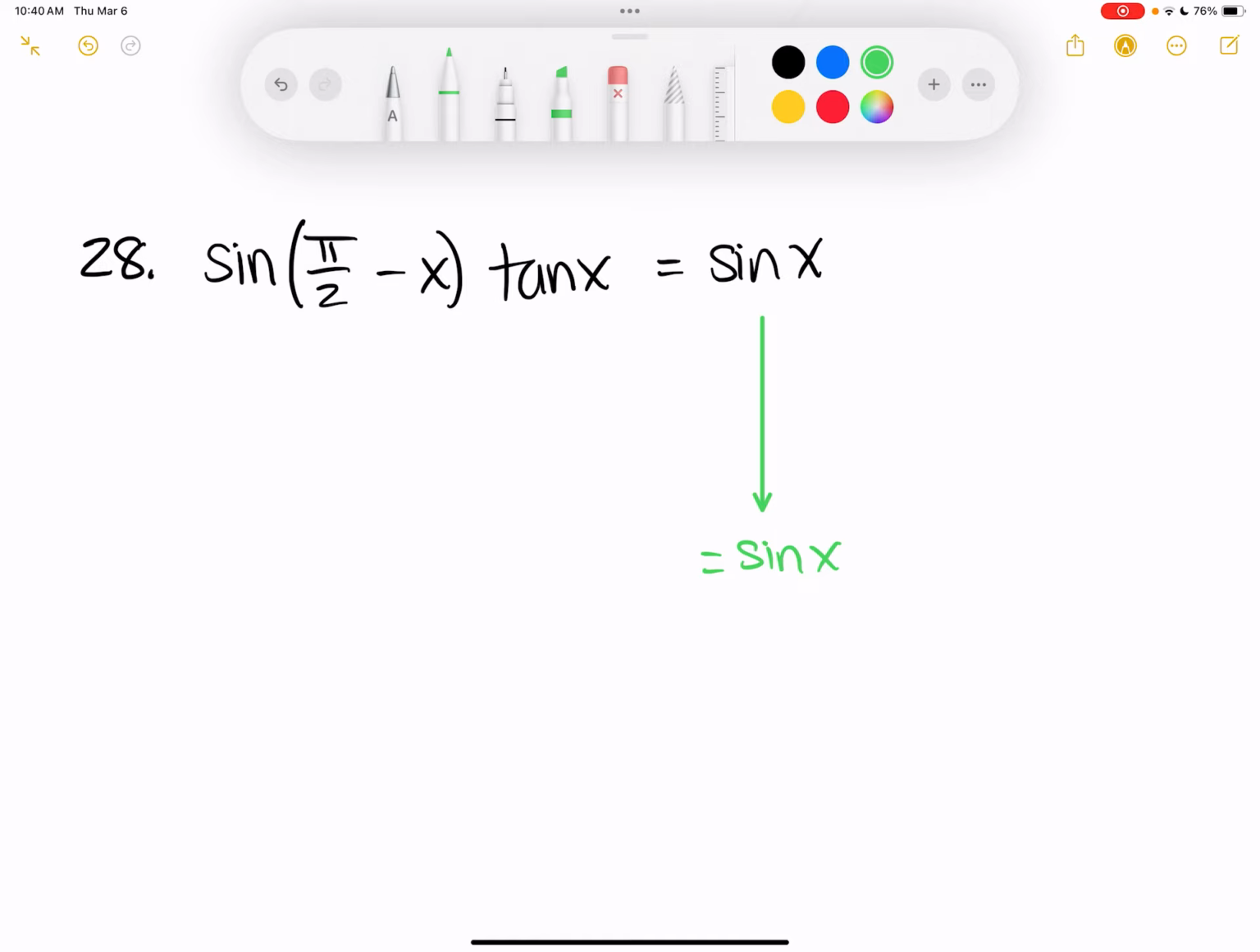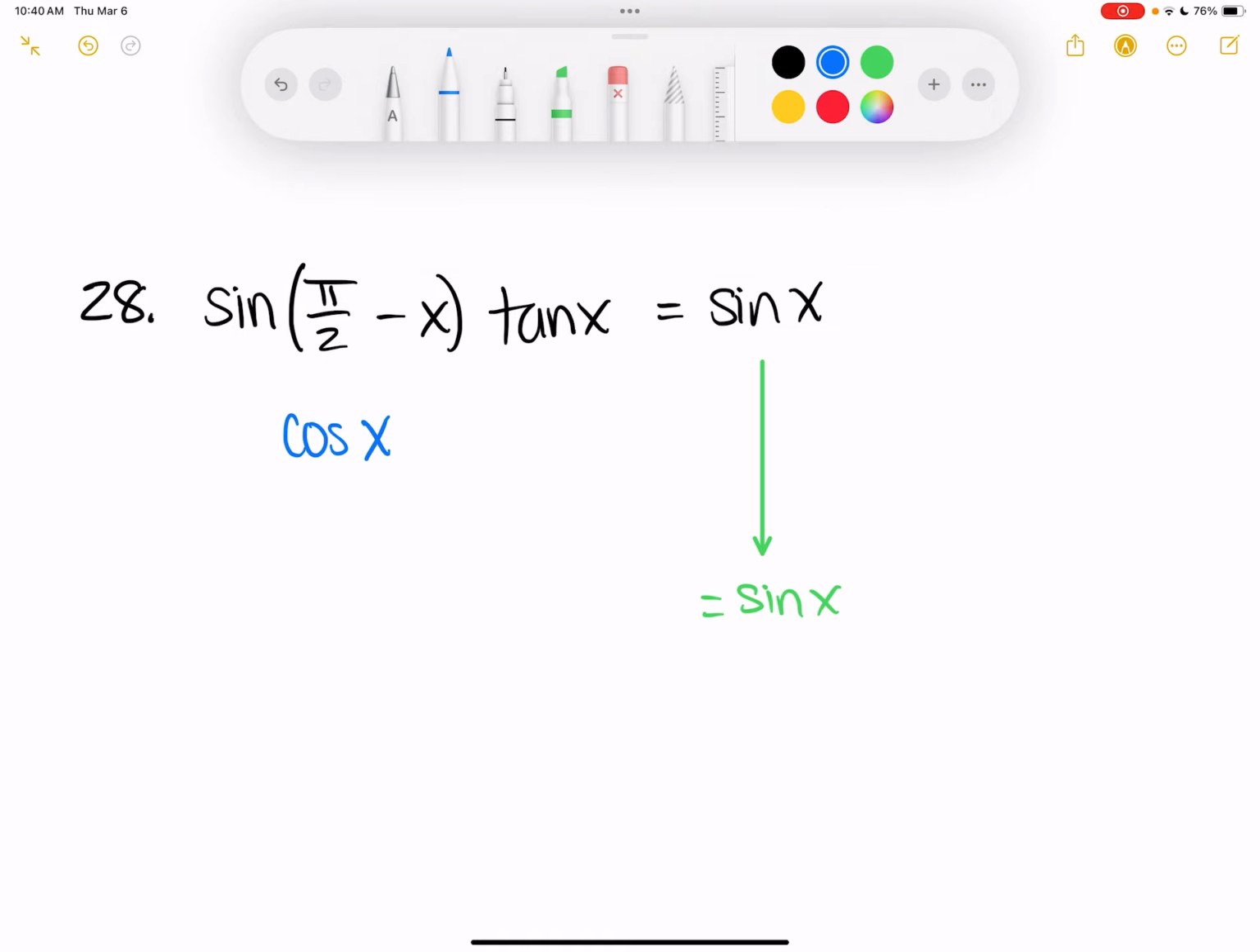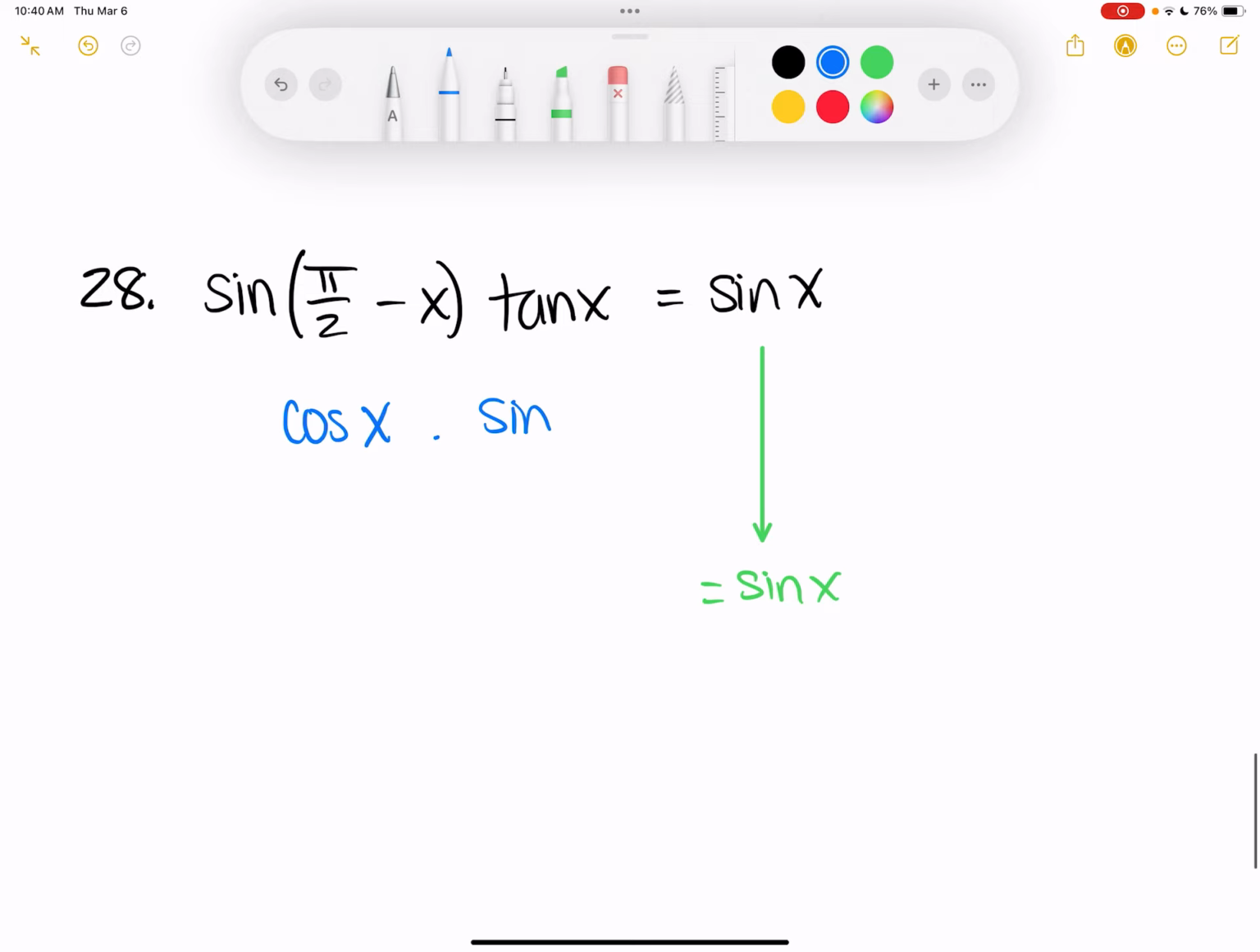Cosine x. Then, can I rewrite tangent? Yes. Sine x over cosine x. What happens? Cosine cancels out, and sine x equals sine x. I like this part.